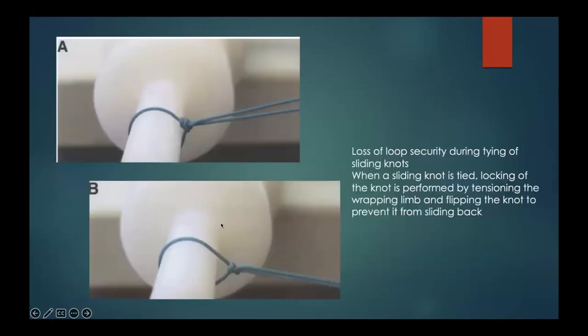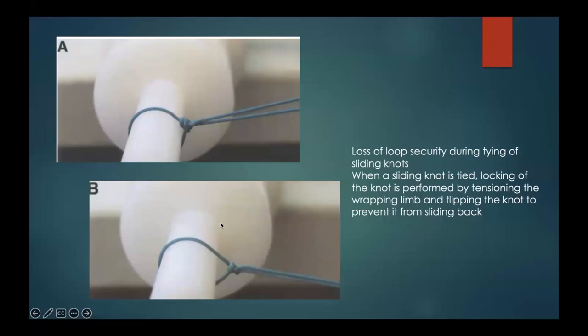Loss of loop security happens during the tying of a sliding knot. Locking of the knot is performed by tensioning the wrapping limb and flipping the knot to prevent it from sliding back. In image A, a Nicky's knot has been tied to a circumferential post, and close opposition of this suture to the post is demonstrated. In the second image, locking the knot by tensioning the wrapping limbs flips the knot and prevents the knot from slipping backwards, but also enlarges the suture loop. Note how the suture loop is pulled away from the circumferential post.